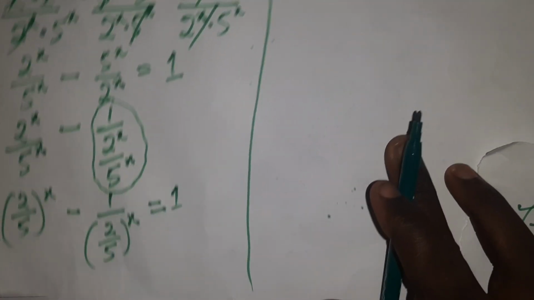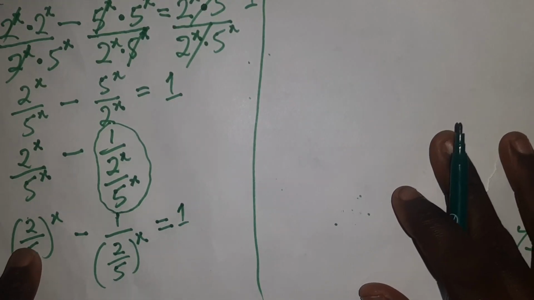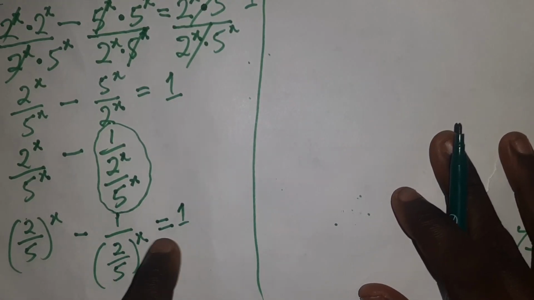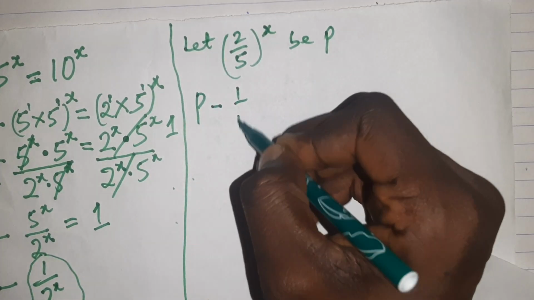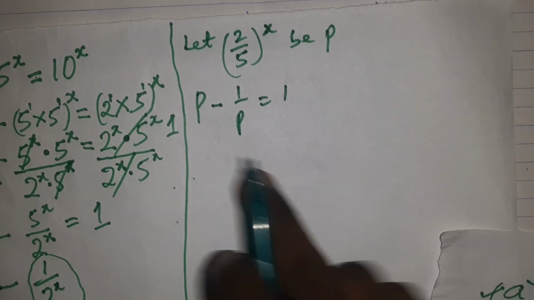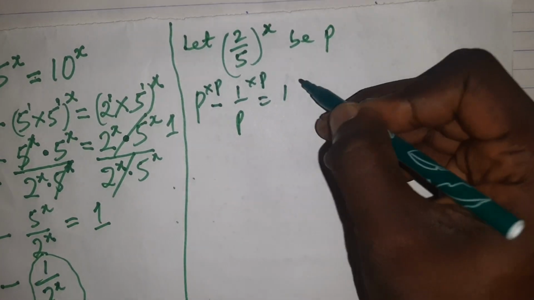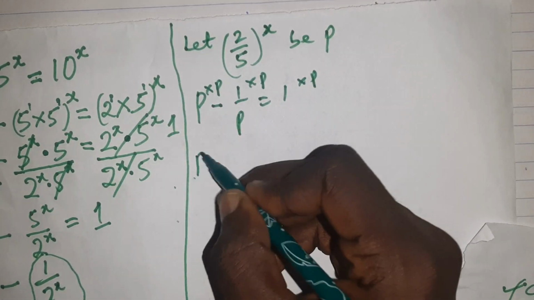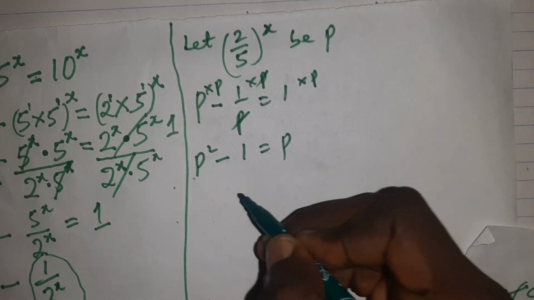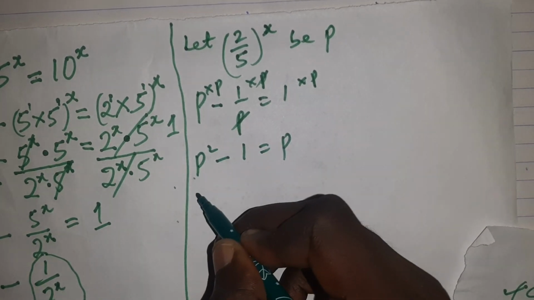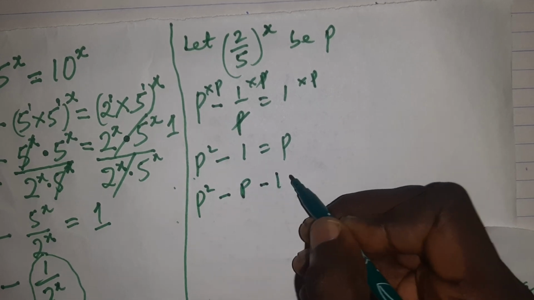Since these values are now p, I can now say this one is now p minus 1 over p equals 1. So I'm writing that p minus 1 over p equals 1. Then multiplying through by p to eliminate the denominator, this becomes p squared minus, this cancels this, you have 1 equals 1 times p. Then rearranging, you have p squared minus p minus 1 equals 0.